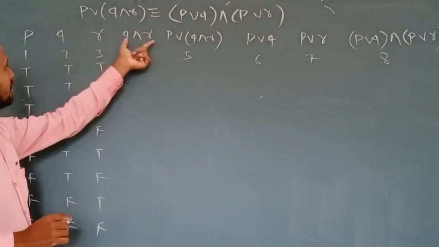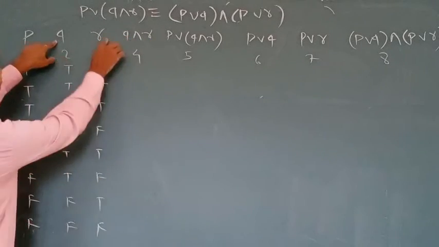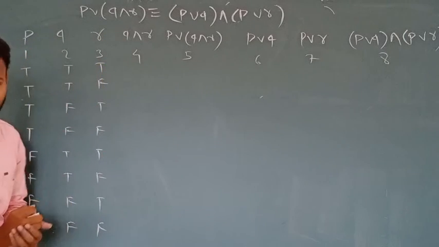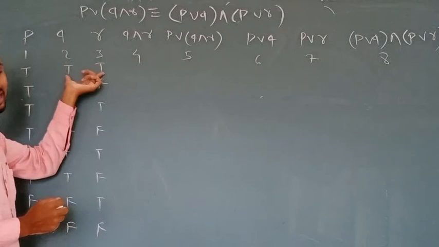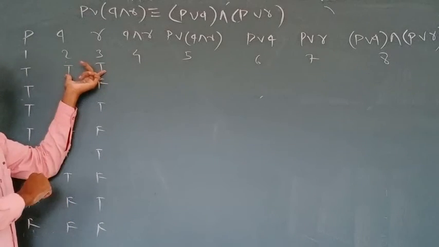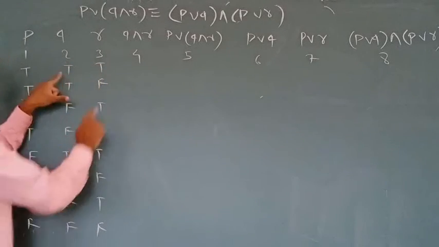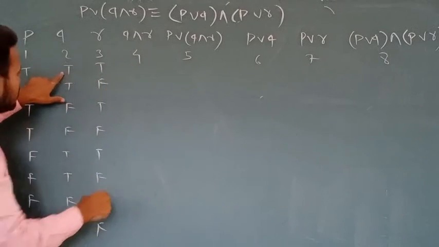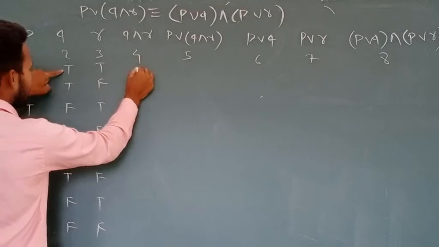Conjunction between two statements, Q and R. Now Q and R, in these two statements we have to take conjunction, and we know that in conjunction if both these sub statements are true, then the conjunction is true, otherwise it is false. Means what? Only if two T's come, we get T, otherwise it is false. Therefore here only T, therefore we can write here T.